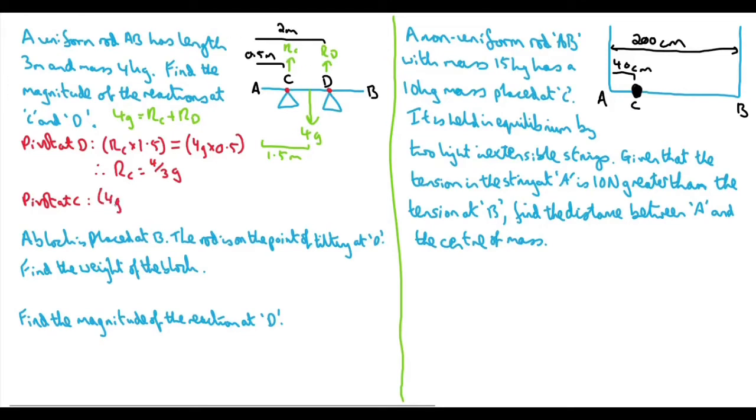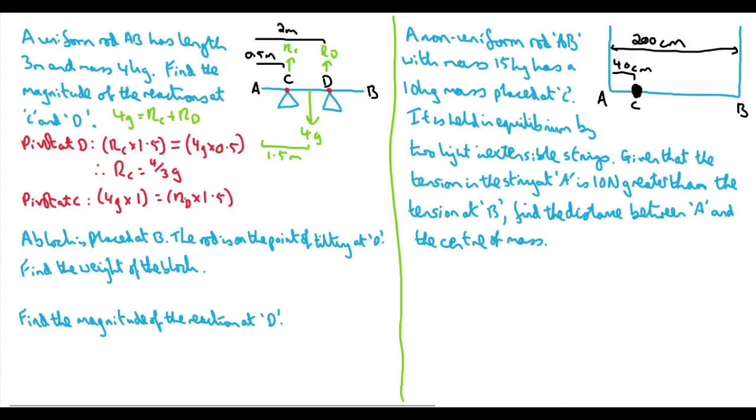So 4g times, and if the A to centre of mass is 1.5 and A to C is 0.5, that leaves this as a difference of 1. And that's going to equal this missing RD here, because remember now RC is eliminated because it's on the pivot itself. So RD times that same distance we worked out before of 1.5.